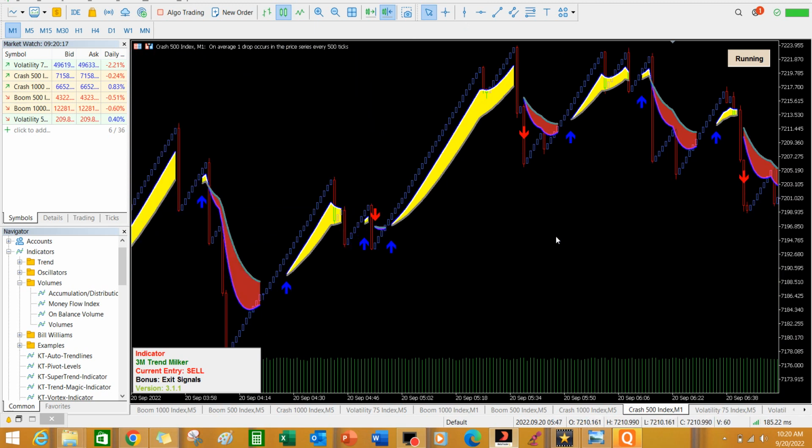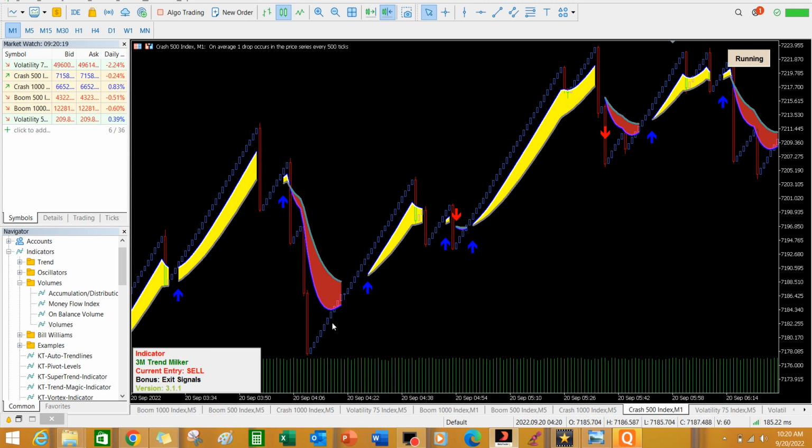But if you want to buy, you can buy within this region, because you will always end up in profit if you are patient enough and you use the right lot size that your capital can control. Then you are good to go. So that is one beautiful thing that you need to know. So this is very, very important.